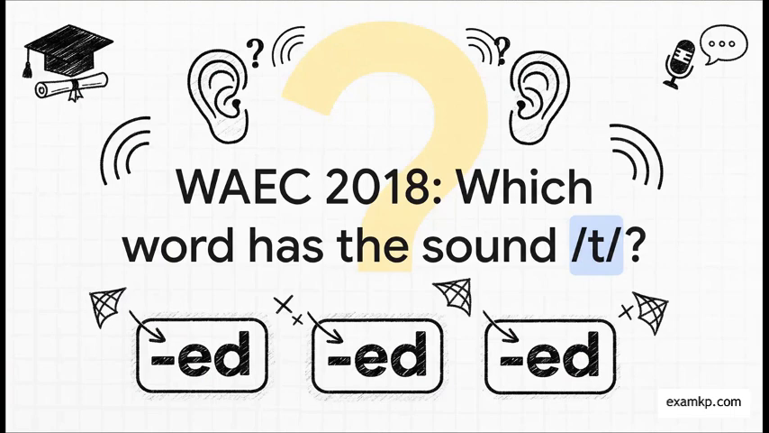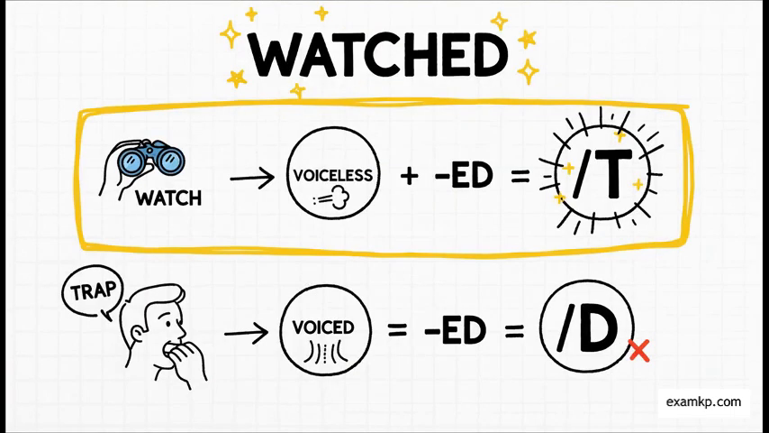So which one is it? If you chose A, watched, you are absolutely correct. And here is the golden rule you must burn into your memory. When a word's base form ends in a voiceless sound, like the ch in watch, the ed ending is pronounced as a voiceless t. So we say watched. But if the base word ends in a voiced sound, like in the word chew, the ed is pronounced as a voiced d. That's the key difference.